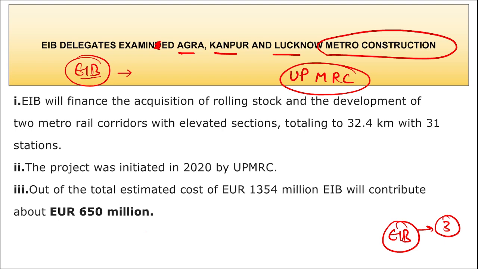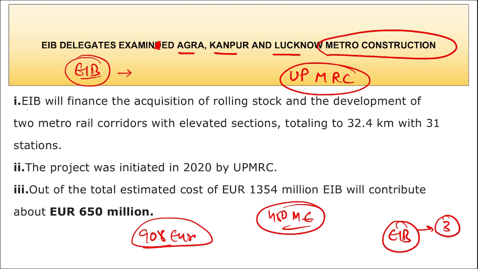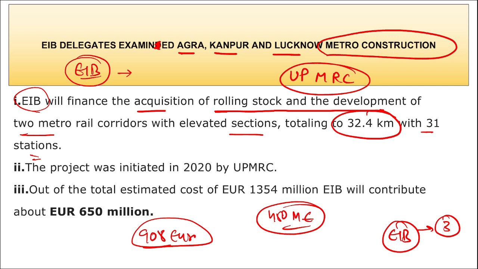Here, the Agra Metro Rail project is being developed with a total cost of 908 million euro. And here, the European Investment Bank is providing 450 million euro for funding this project. Apart from this, EIB will finance the acquisition of rolling stock and the development of 2 metro rail corridors with elevated section totaling 32.4 km with 31 stations.